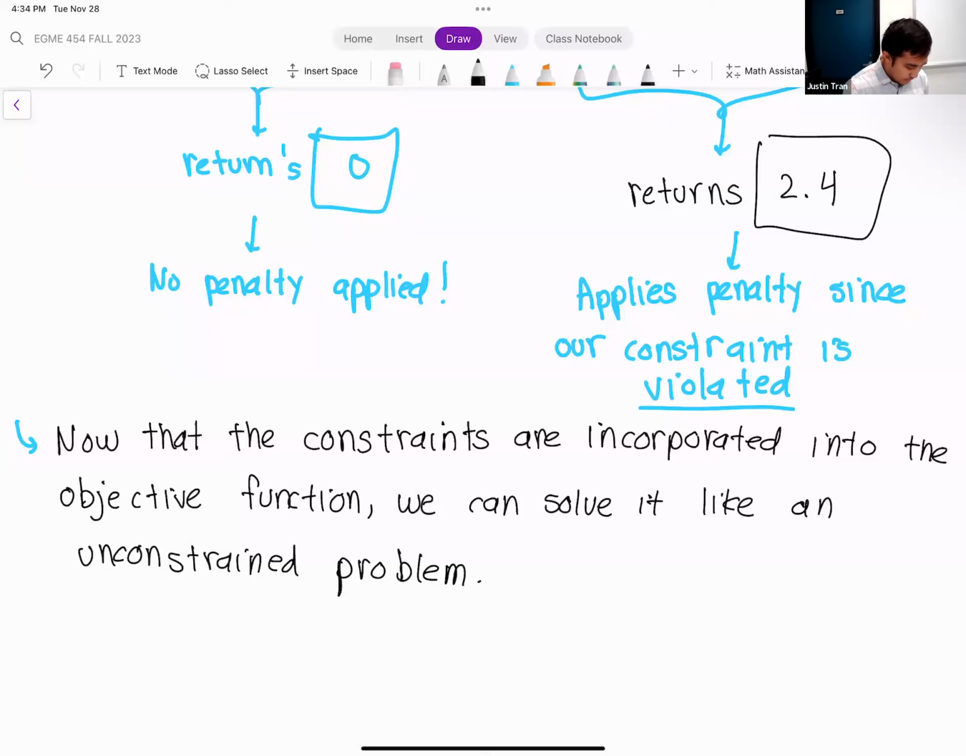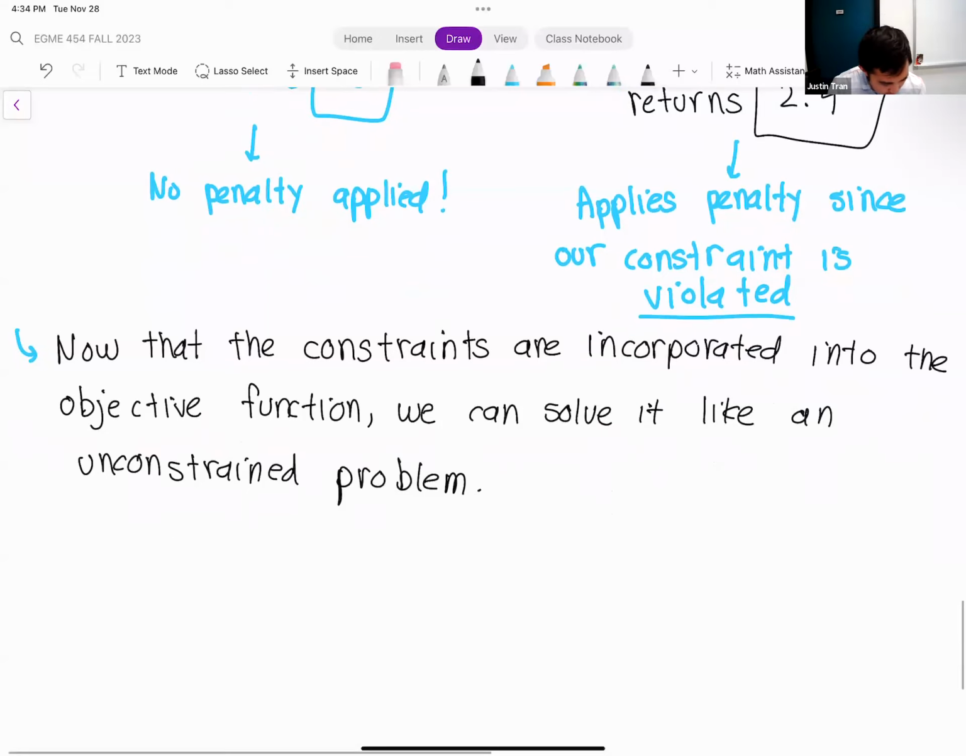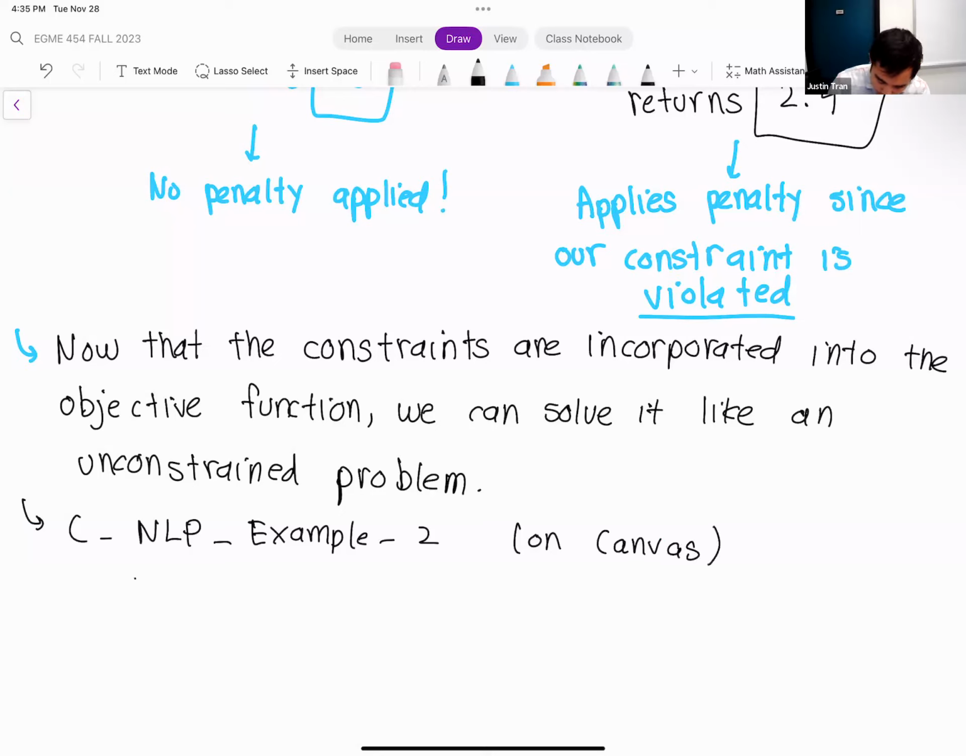Any questions on this before we look at the code? Okay, let's look at a code example so you can see how it's implemented. This is constrained example 2, CNLP example 2. This is on Canvas, so it is available for you to see. For this code, I used the Nelder-Mead optimization, which is a method that we've seen before.